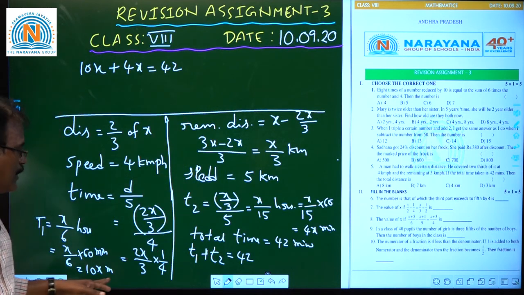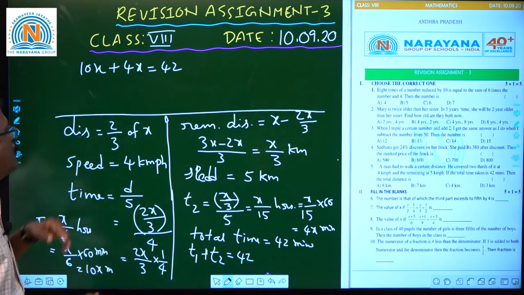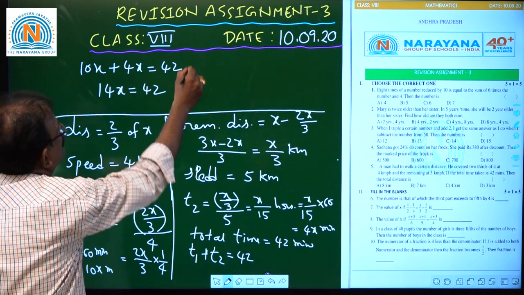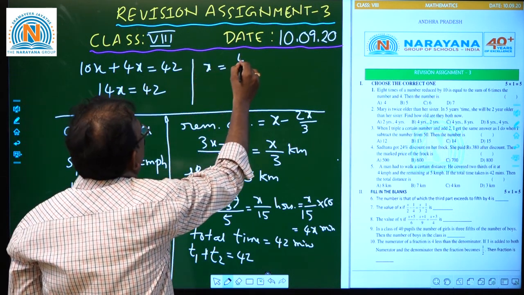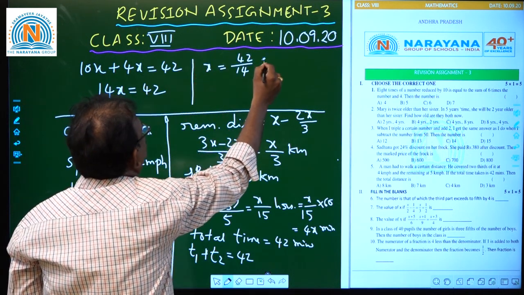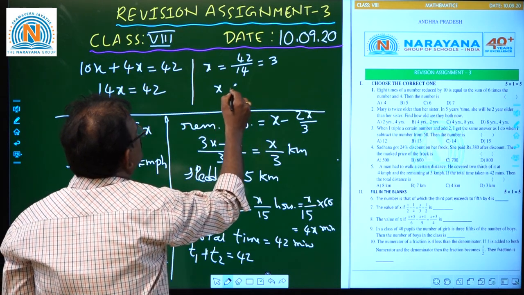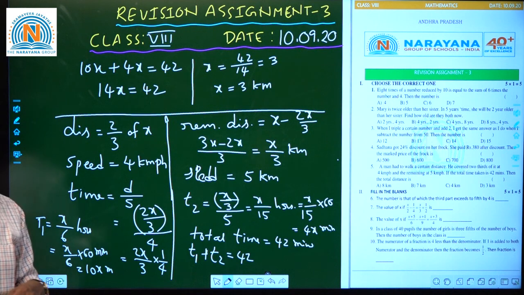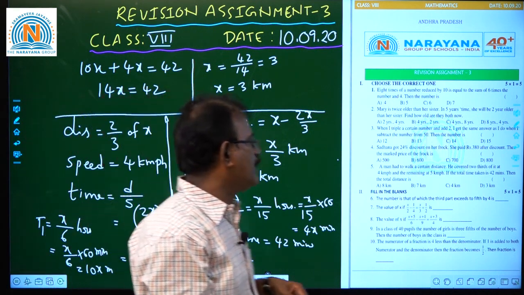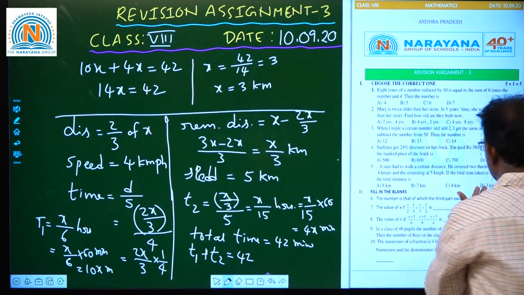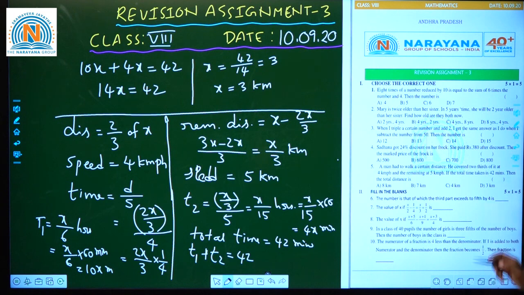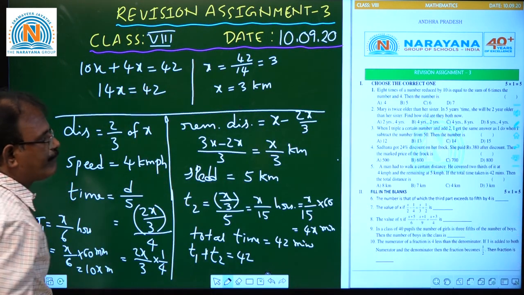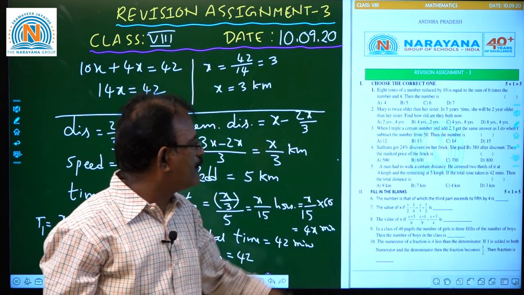So when I convert all to the same units, we can do it directly. So 14x is equal to 42 minutes. From that, x is equal to 42 by 14. This gives 3. So x is equal to 3. x means the required distance, so the required distance is 3 kilometers. It is given in the last option, D. So this is the fifth one of the first Roman.